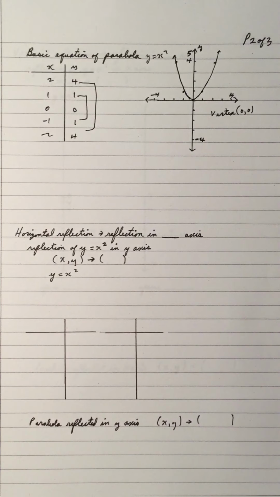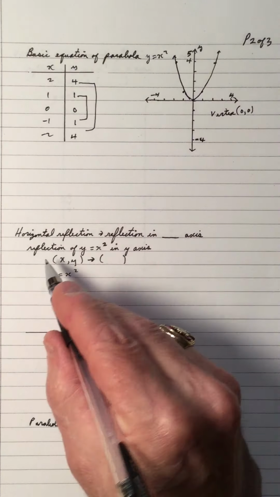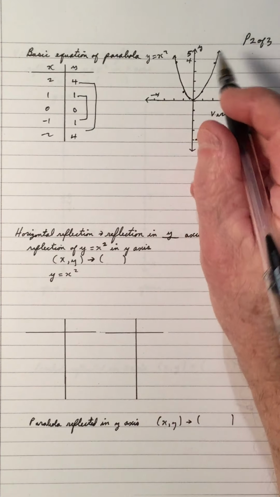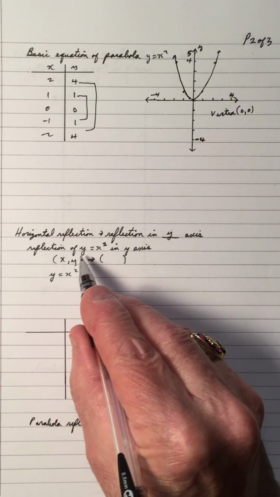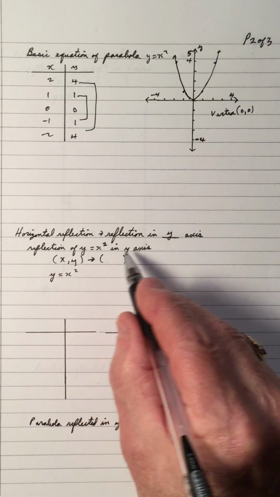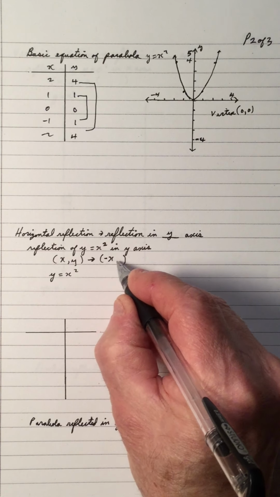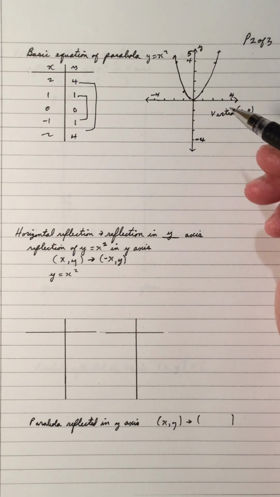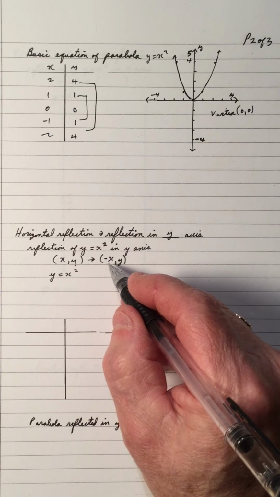Okay, let's look at taking the parabola that we have here and doing a horizontal reflection. A horizontal reflection reflects in the y-axis. So we're going to take the parabola and flip it in terms of the y-axis. The y-axis is in the middle. The reflection of the parabola y equals x squared in the y-axis has the mapping rule of negative x comma y. When we reflect an ordered pair or any graph in the y-axis, we change the x to a negative x.